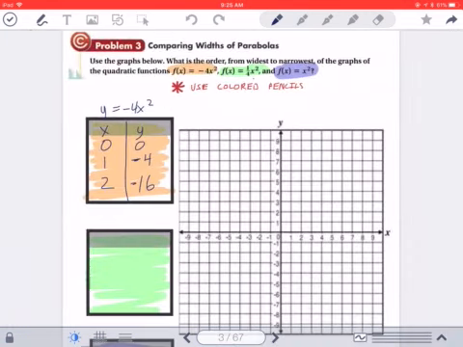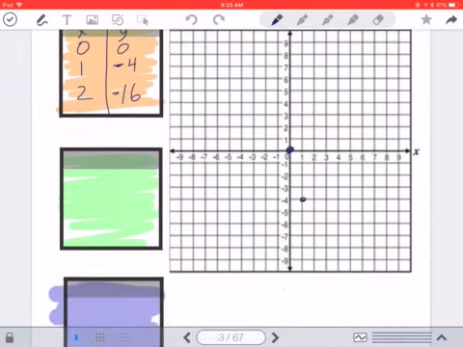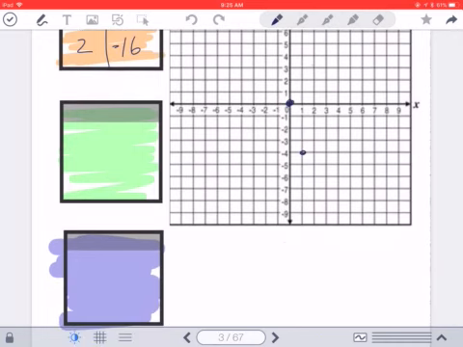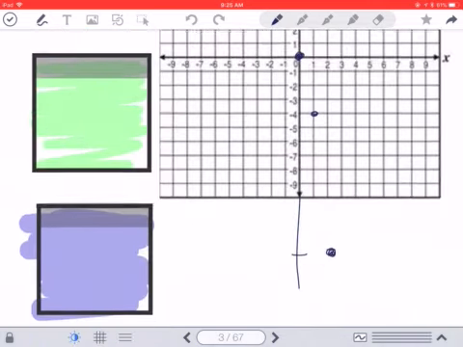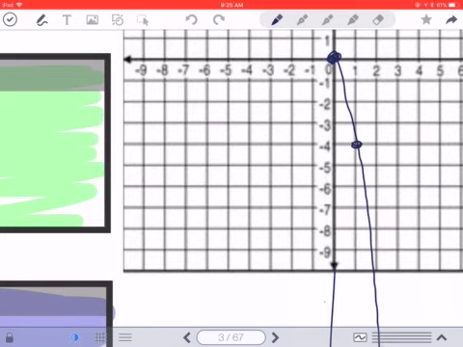Okay, so I'm going to go over here and plot these points. I have 0, 0. I have 1, negative 4. And I have 2, negative 16. We can just kind of estimate where that would be. So 2, negative 16 might be right around here somewhere. Okay, and then what I can do is I can graph half of this parabola. It's going to look like this. And I can reflect this point.